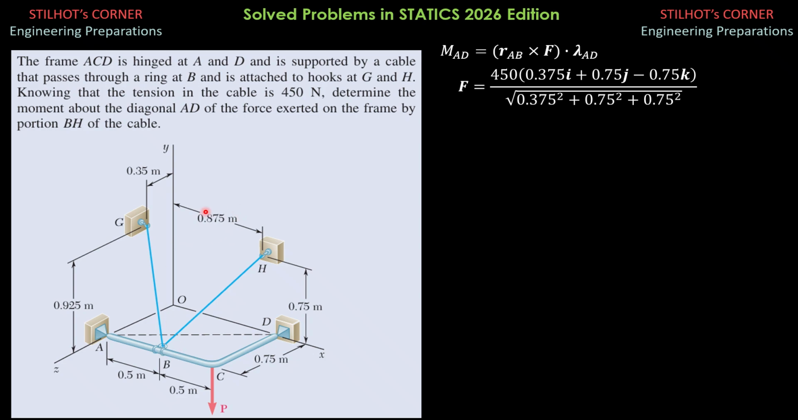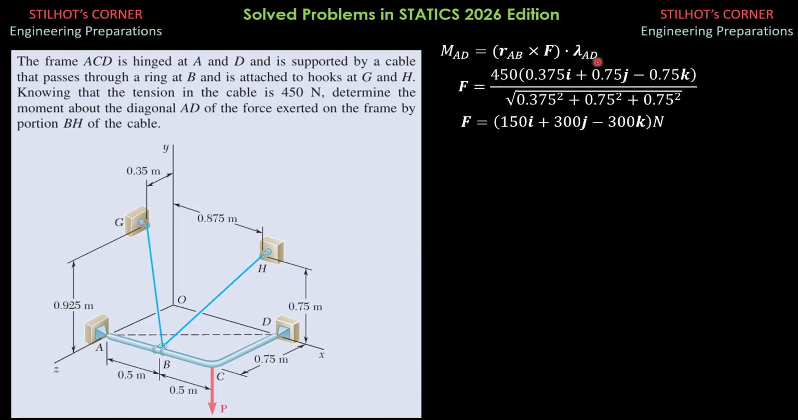to the right by 0.875 minus 0.5. So that's why we have 0.375I here. Upward by 0.75, so 0.75J. Then backward by 0.75, so minus 0.75K. Over square root of 0.375 square plus 0.75 square plus 0.75 square to get the unit vector of axis BH. So F in vector form is 150I plus 300J minus 300K newtons.